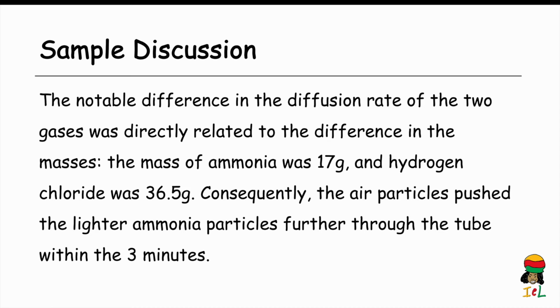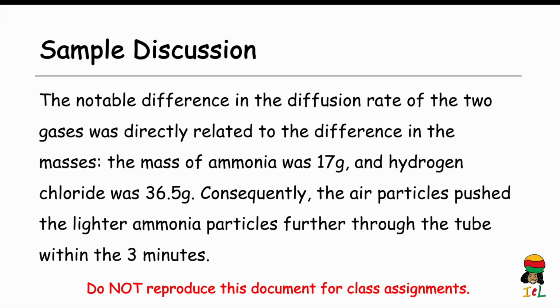The notable difference in the diffusion rate of the 2 gases was directly related to the difference in the masses. The mass of ammonia was 17 grams and hydrogen chloride 36.5 grams. Consequently, the air particles pushed the lighter ammonia particles further through the tube within the 3 minutes.